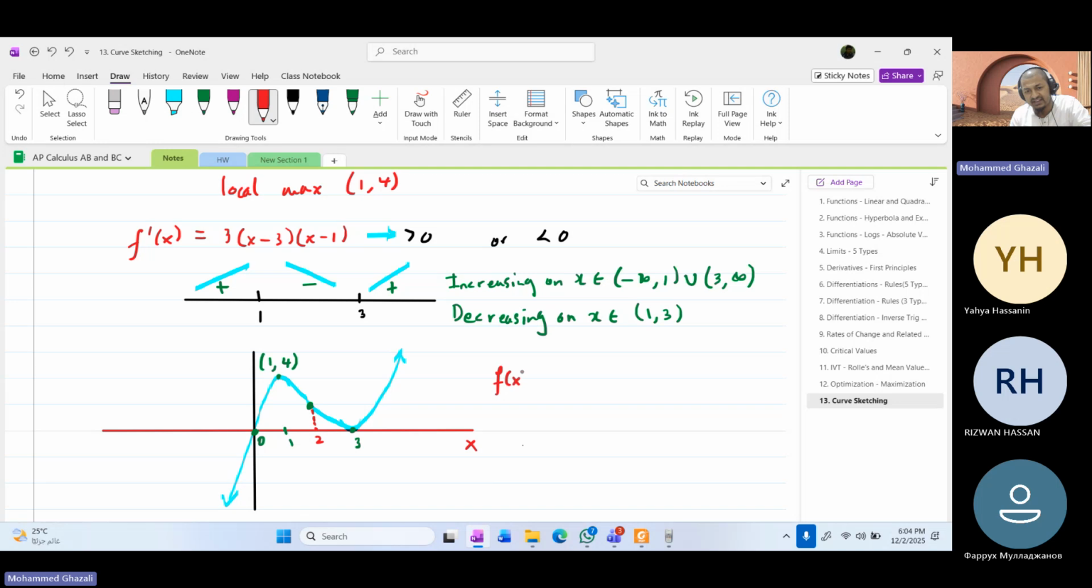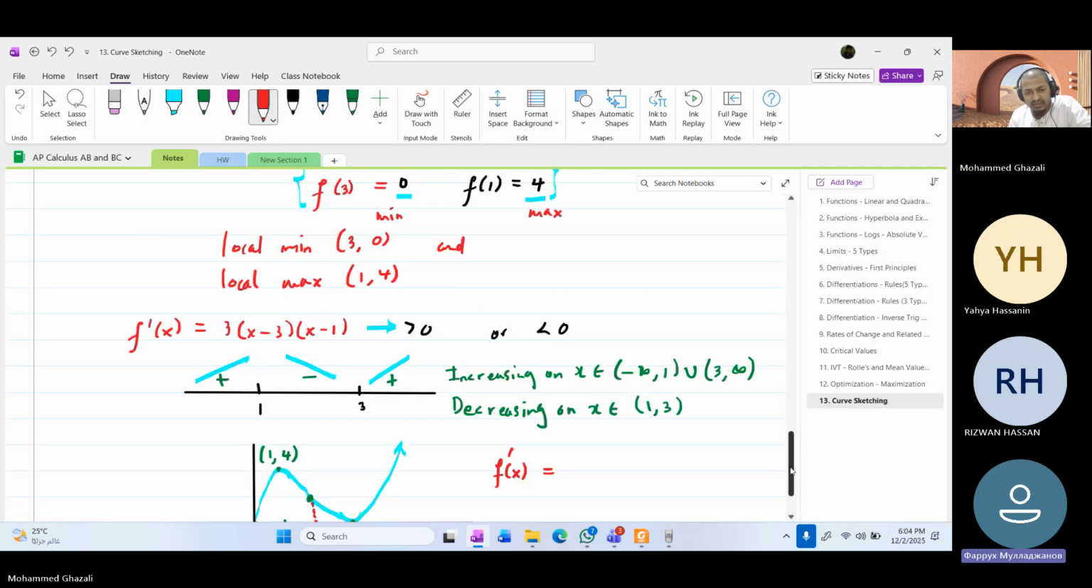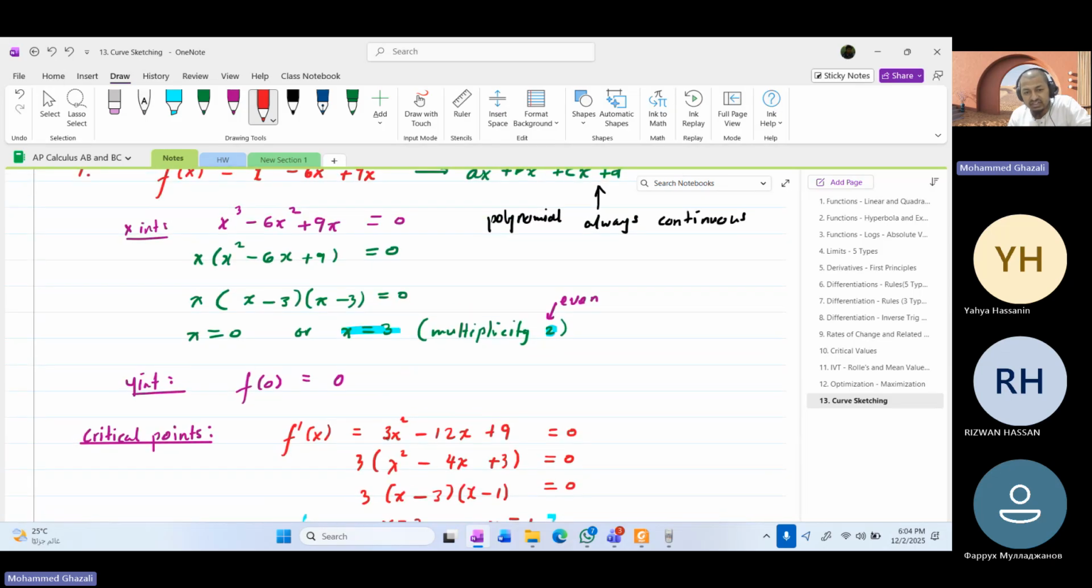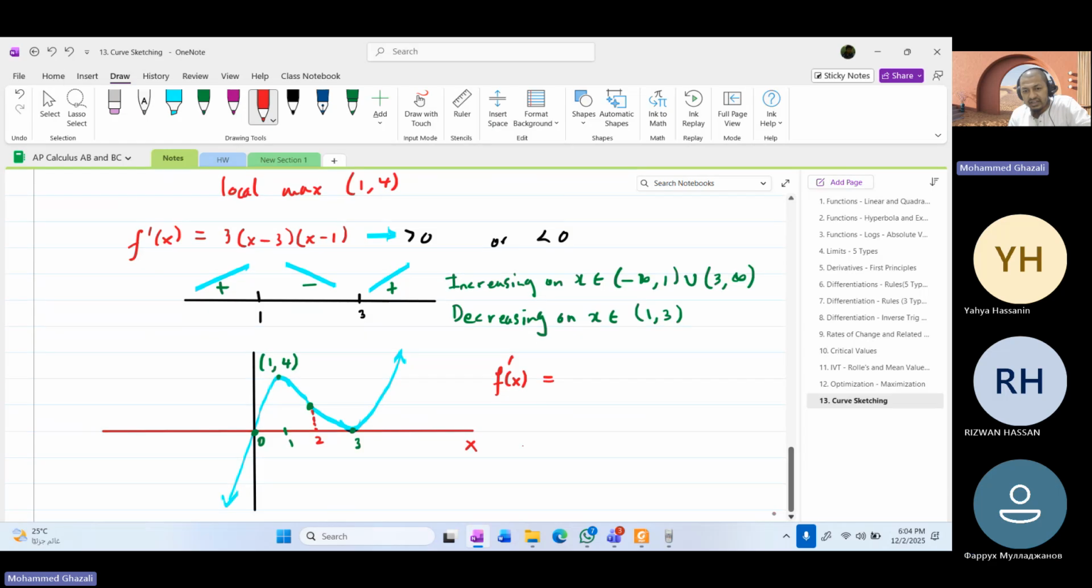So what was f of x? What was f prime x? The function, 3x squared minus 12x plus 9. Yeah, so 3x squared minus 12x plus 9. Now, to find the inflection point, you need to make the double derivative equal to 0, okay?